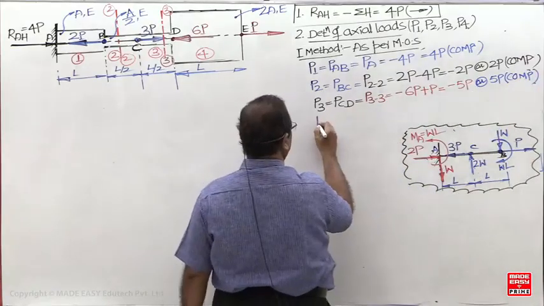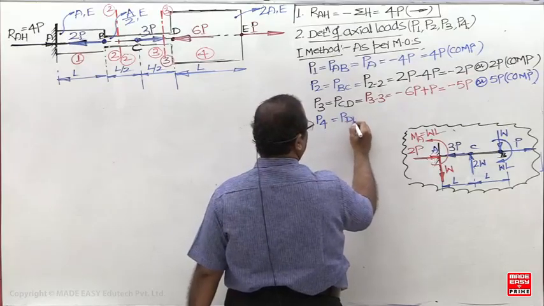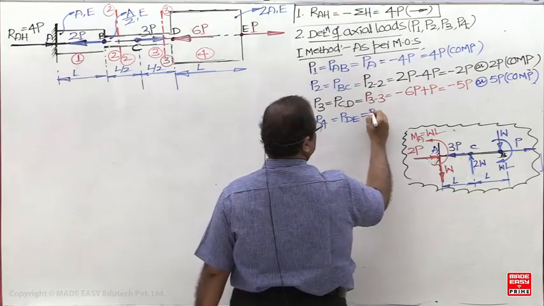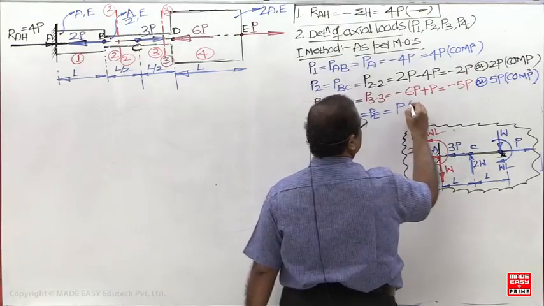Then what about the P4? DE member. For the DE member, which is the non-junction? E is the non-junction. What is the load at E? Directly P. Positive means a tensile load.